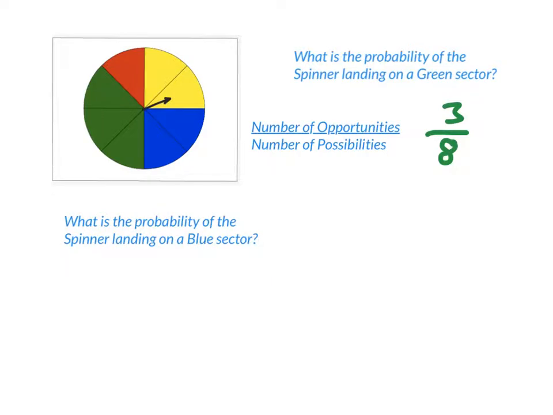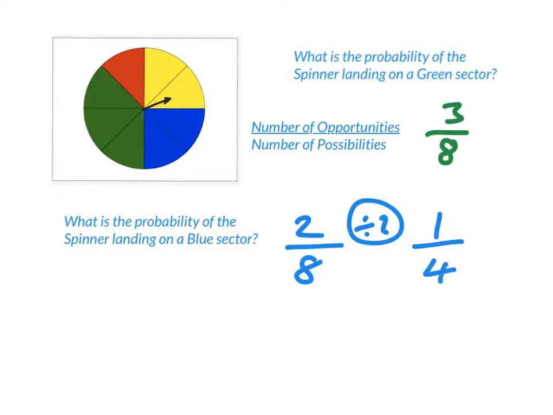And the probability of the spinner landing on the blue sector? Well, there are 2 blues and 8 possibilities, which is a 2 out of 8 chance. And again, if we divide by 2, this will simplify down to a 1 in 4 chance.